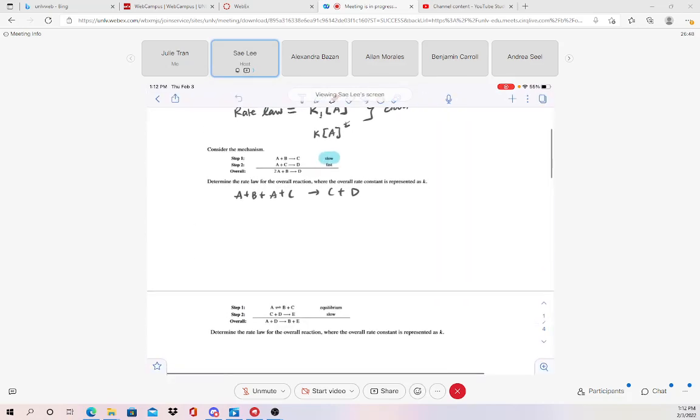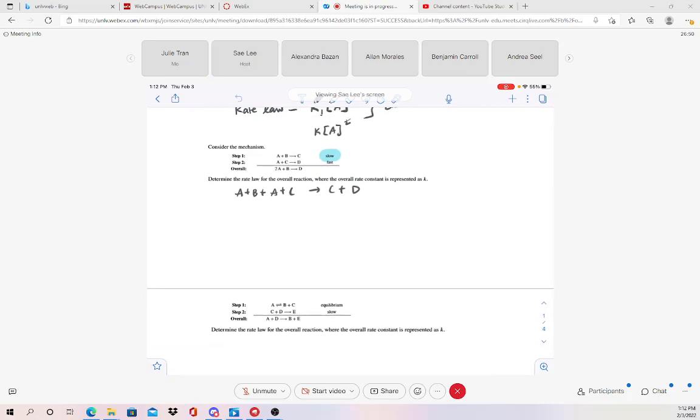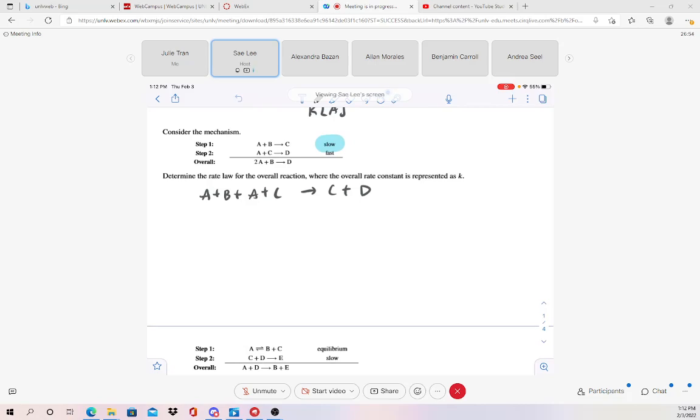All right. So I was finding the intermediate for the reaction. I added all the reactants and I'm going to add the products. As I can see here, C is showing up on both the reactant and product side, so C is an intermediate.